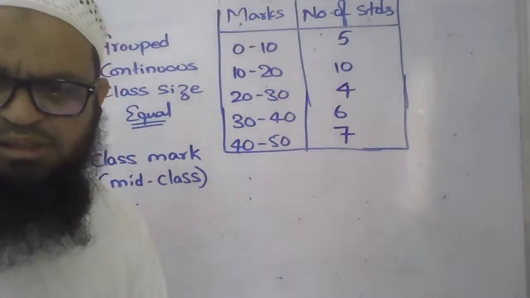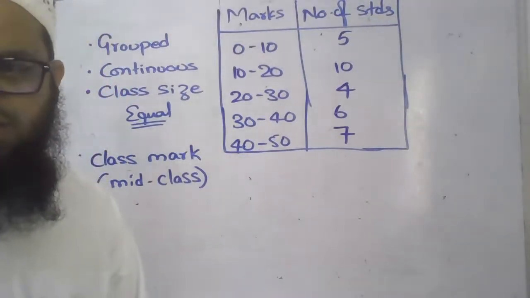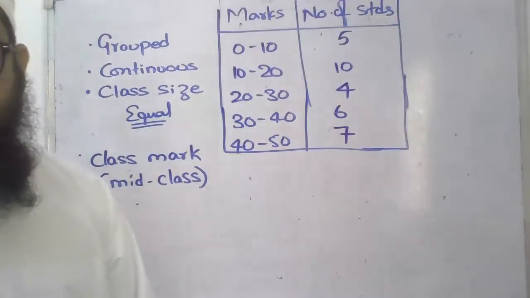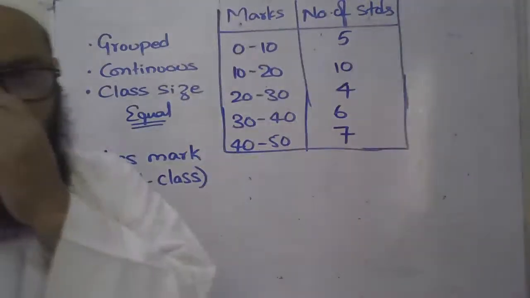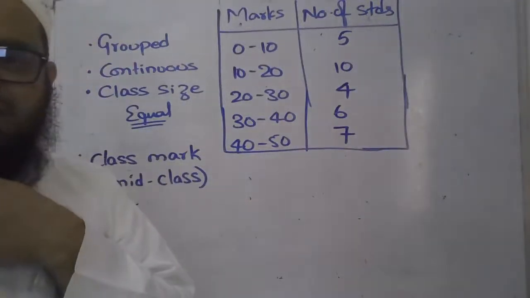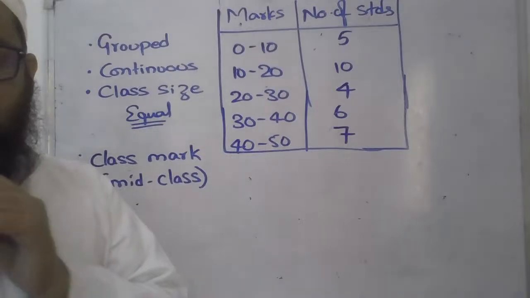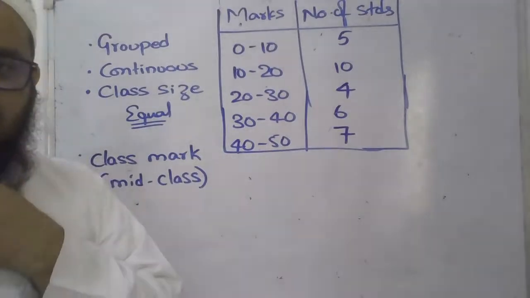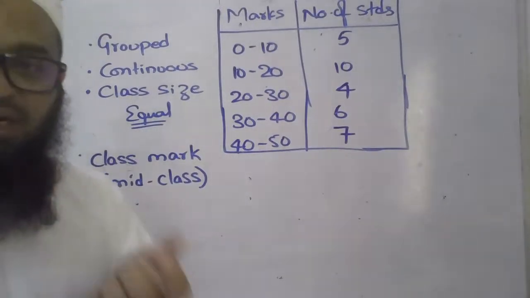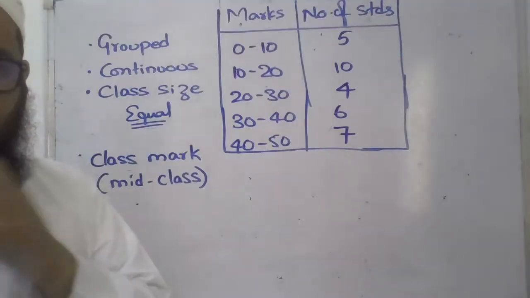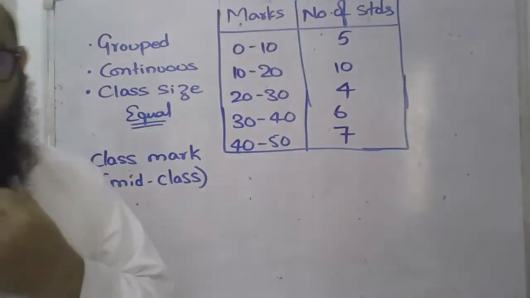If the lower limit of the next class, the successive class, is the same as the upper limit of the previous class, okay.